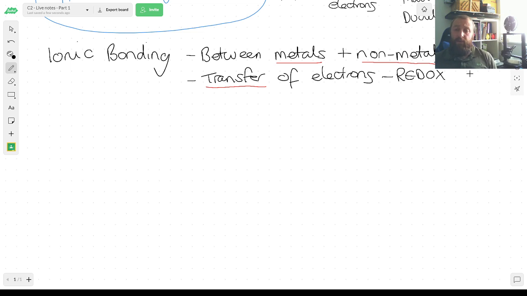Redox is definitely higher level. So if you're doing foundation, keep going with it. It's worth learning because you never know, you might get onto the higher paper. Less marks is needed on the higher paper to get the grades, but the questions are a bit more tricky. But we cover that in C1, and we're going to be looking at it again in this topic as we go through.